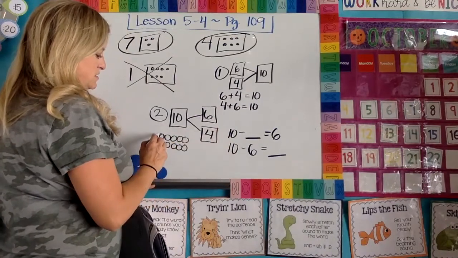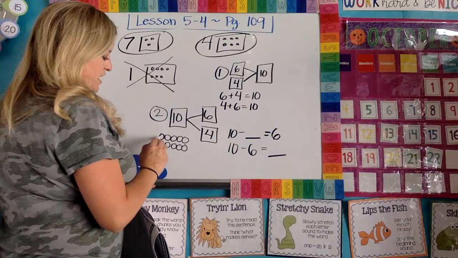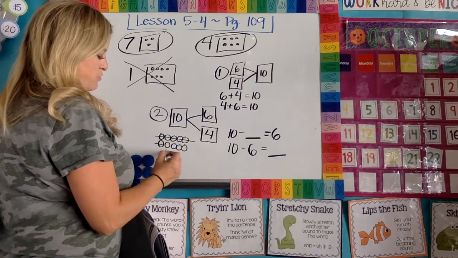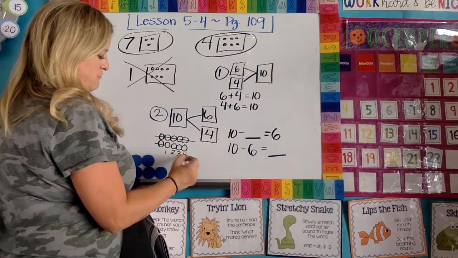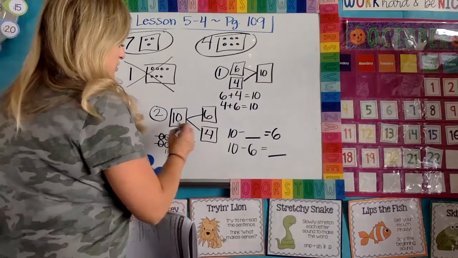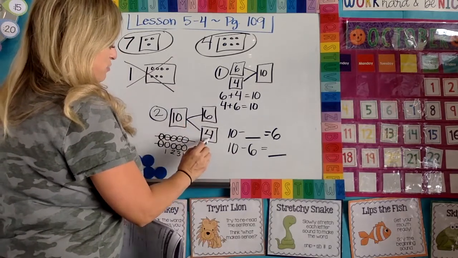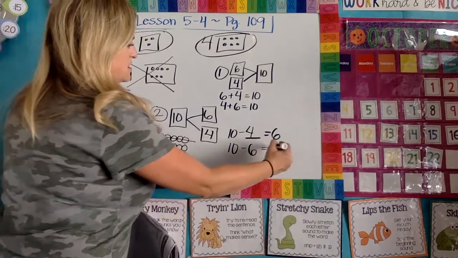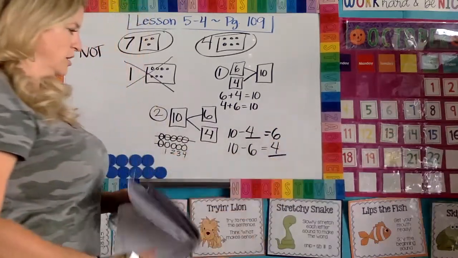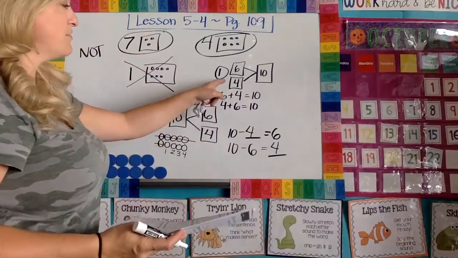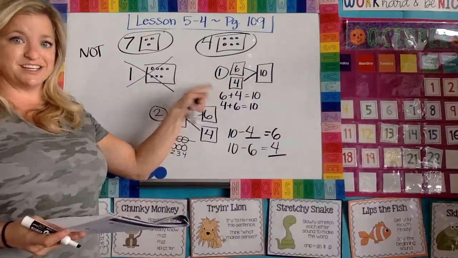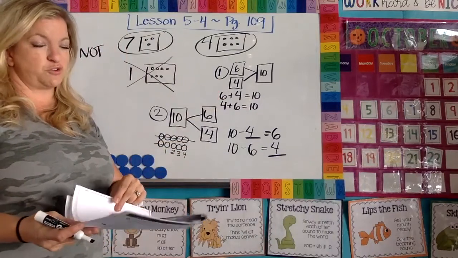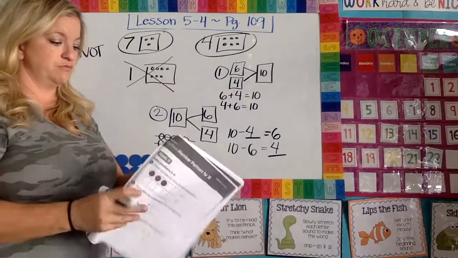take out 6. This whole row is 5. 1, 2, 3, 4, 5, and 6. How many are left? 1, 2, 3, 4. So I know that 10 minus 4 is 6, and 10 minus 6 is 4. You could also have used this problem that we just did to help you solve that. But again, it's good practice for you to really try and figure this out on your own.